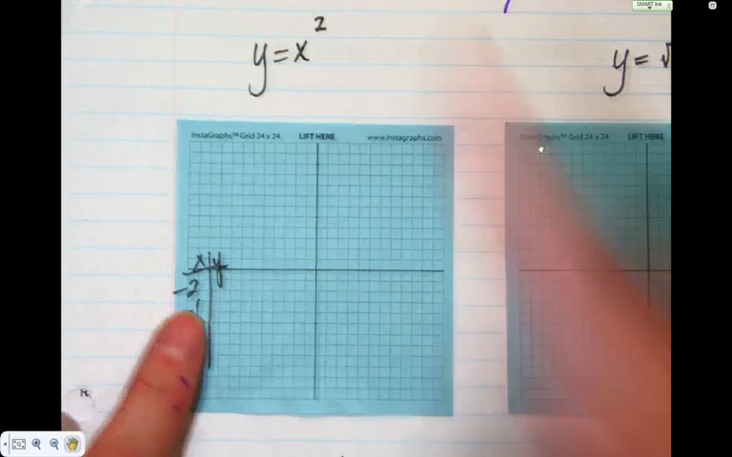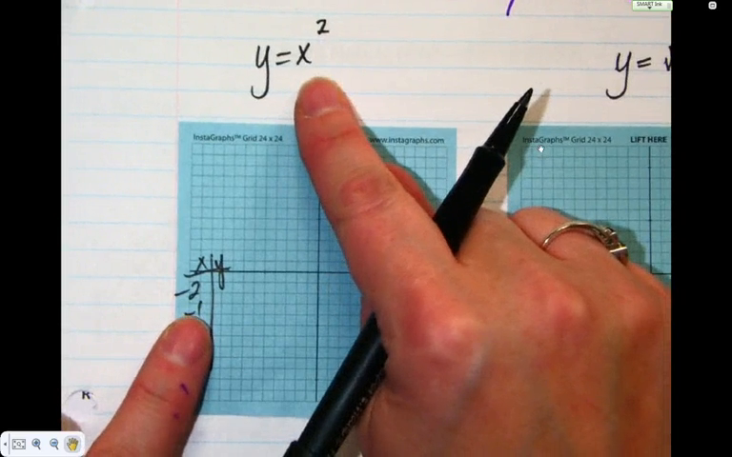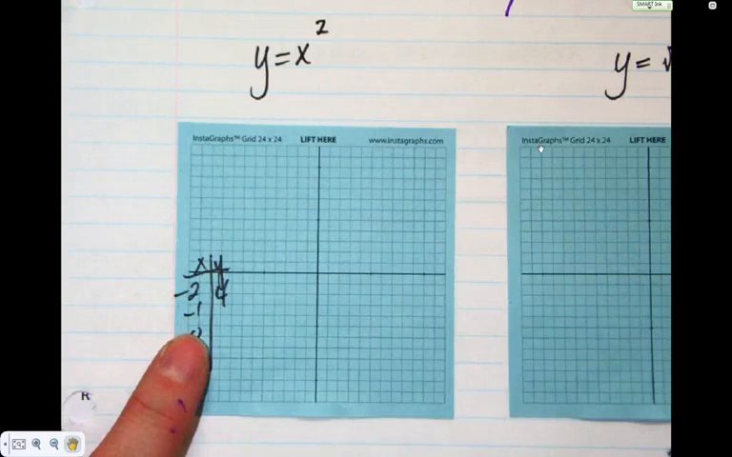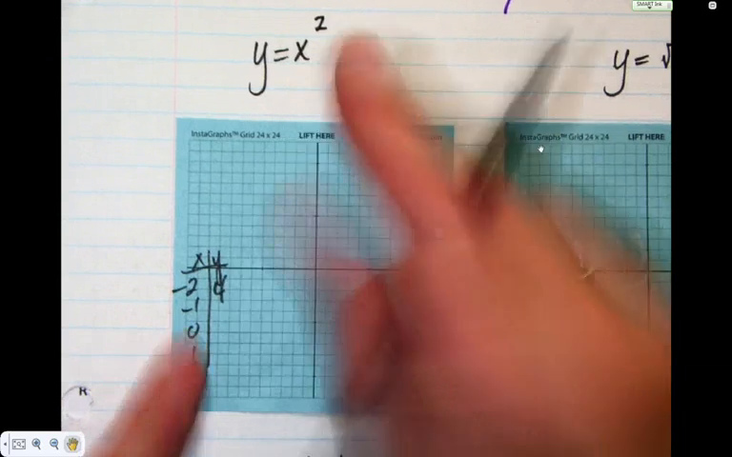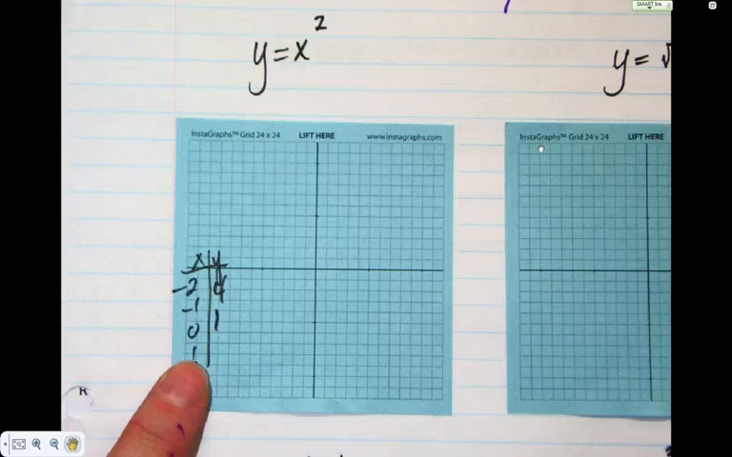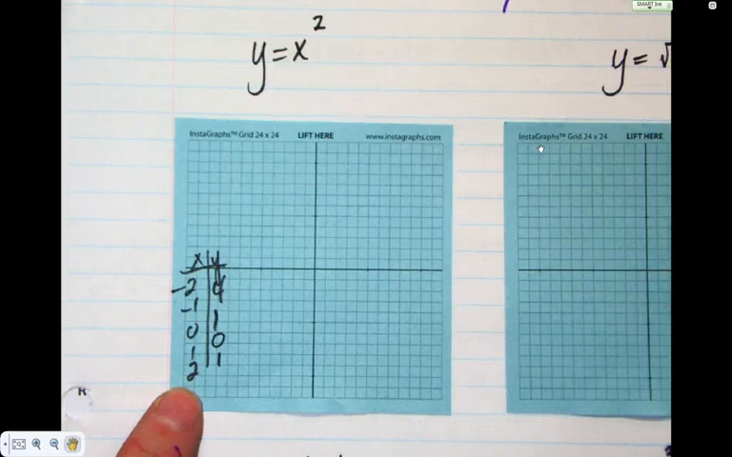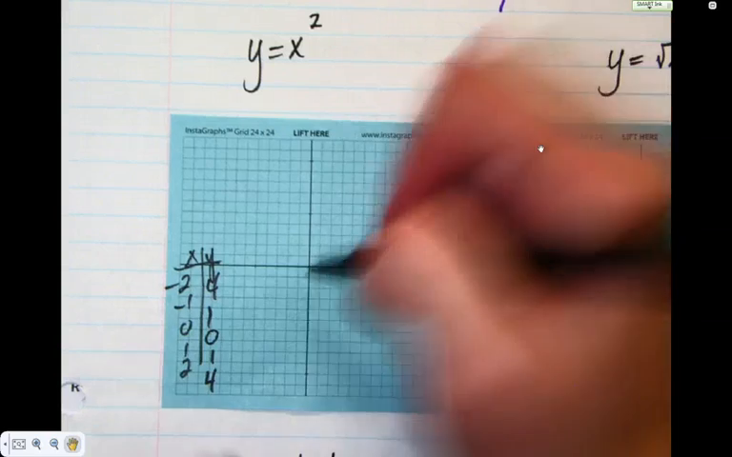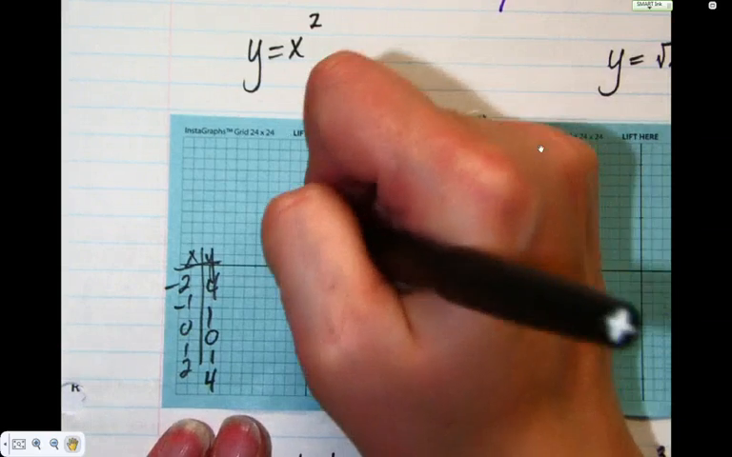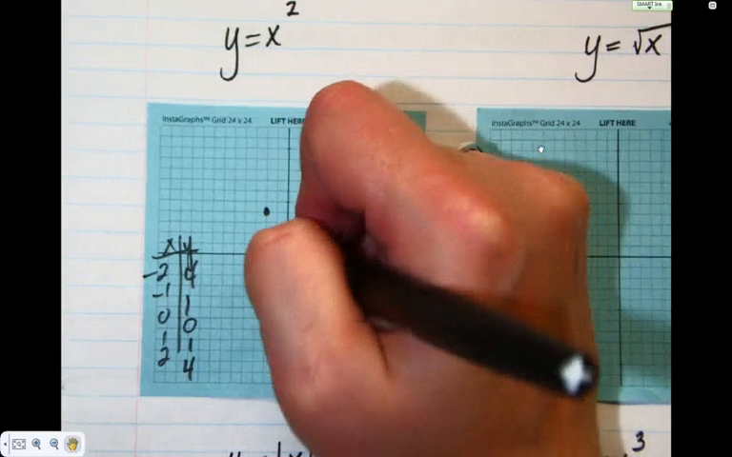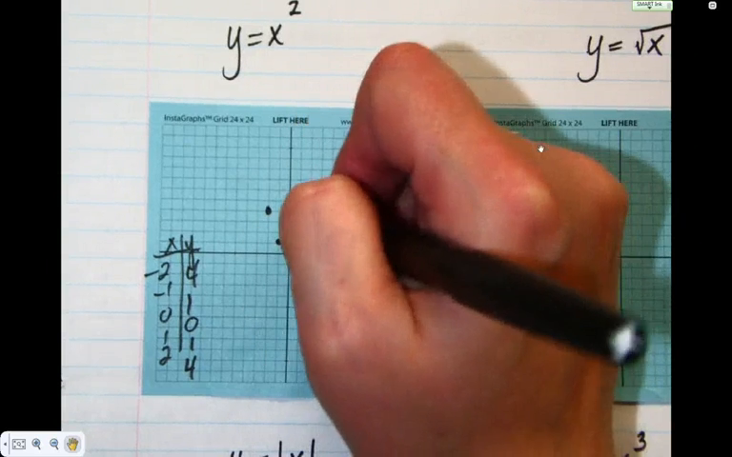And then we just substitute them into the function. So -2 squared, 4. -1 squared, 0 squared, 1 squared, and 2 squared. And then we're just going to plot the points. So -2, 4; -1, 1; 0, 0; 1, 1; 2, 4.